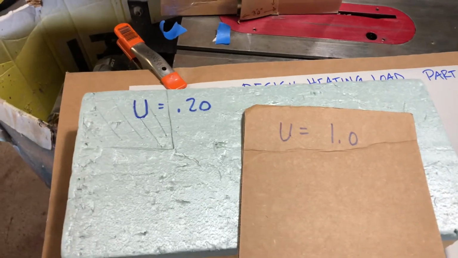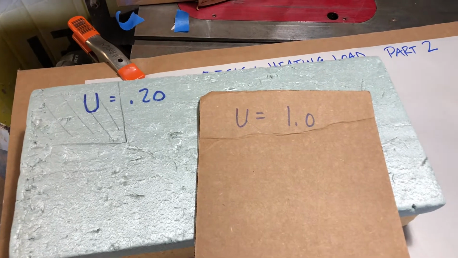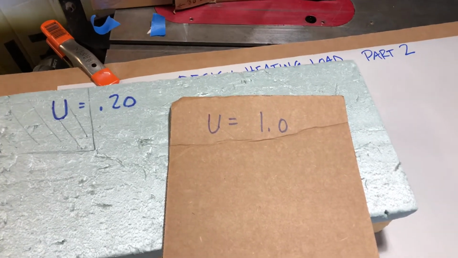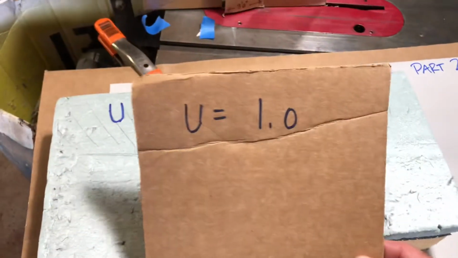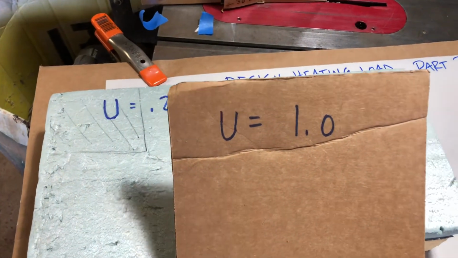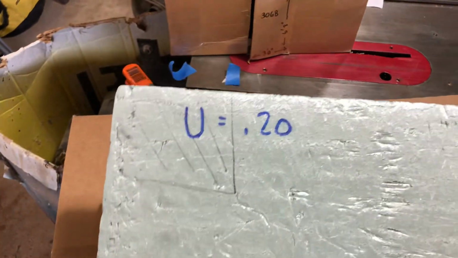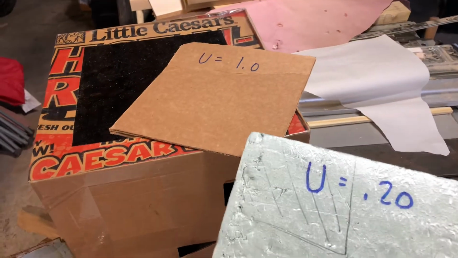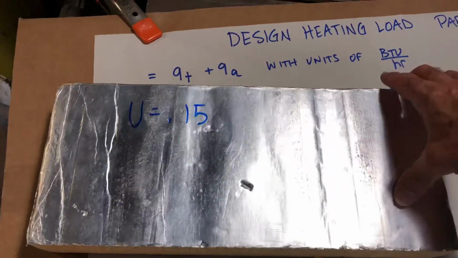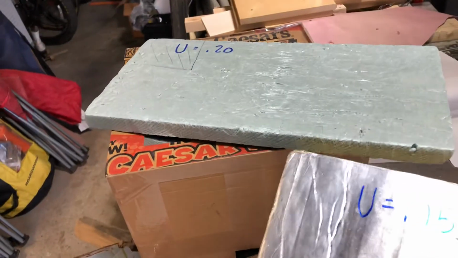A lower U is better. We're trying to get our design heat load to be as low as we can get it. The least number of BTUs per hour that we have to use to keep our houses comfortable. So here's a piece of cardboard. That might have a U of 1. It's not very good. Here's a piece of insulation, common insulation. It's rigid foam. We'll see that later. It has a U of 0.2. A lot better than that. Here's another kind of insulation. It's got a U of 0.15. It's a different kind of insulation. So it's even better than this.